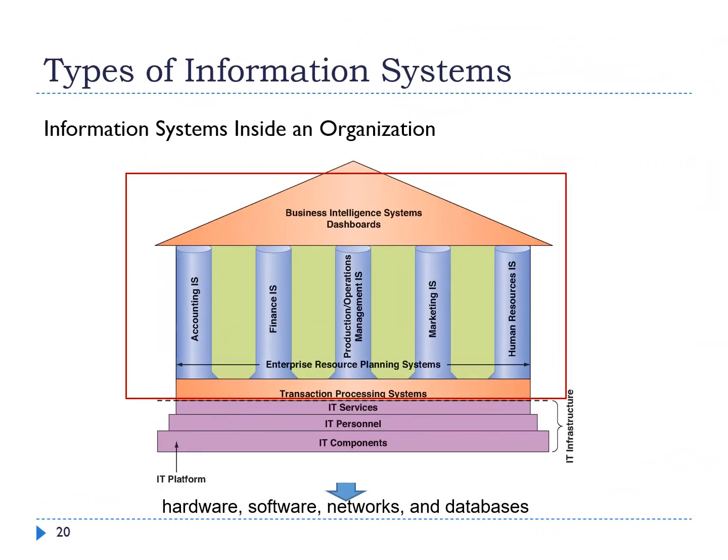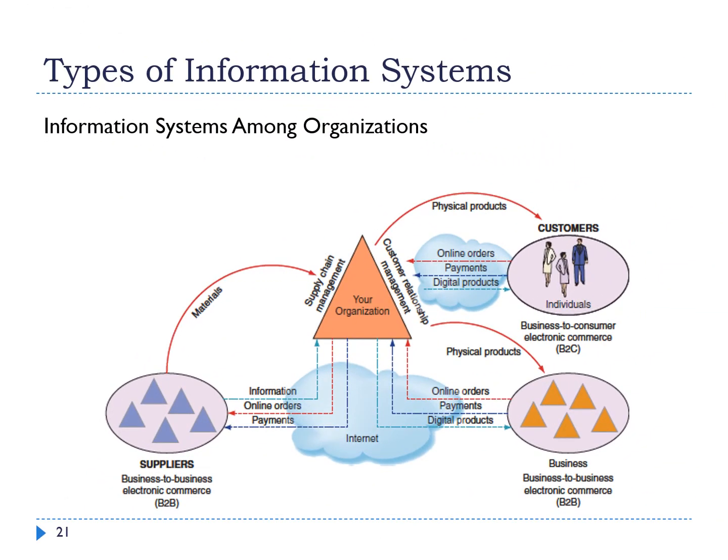At the top of the pyramid are the various organizational information systems, including transaction processing systems, enterprise resource planning systems, functional area information systems such as accounting information system and marketing information system. And at the very top of the pyramid, we have business intelligence systems. We also have information systems among organizations, such as customer relationship management systems that connect your organization with your customers, and supply chain management systems that connect your organization with your suppliers.